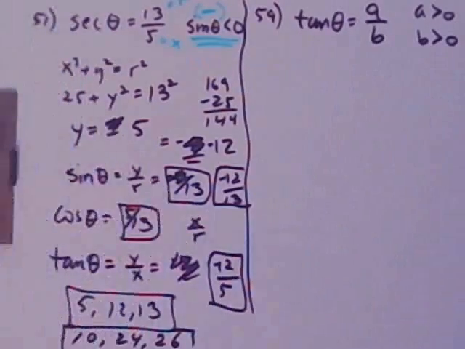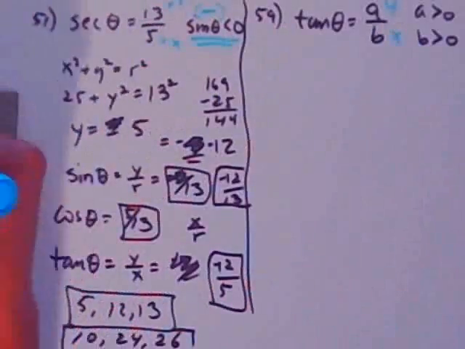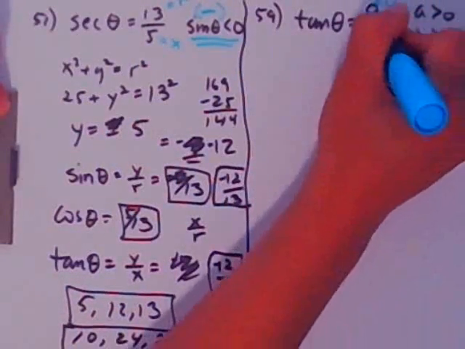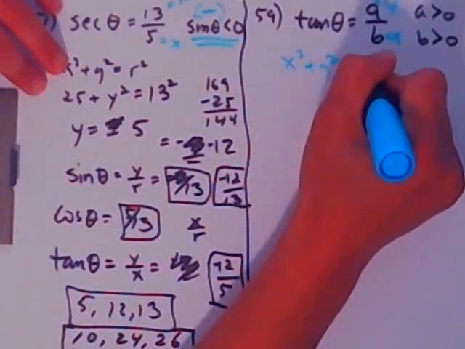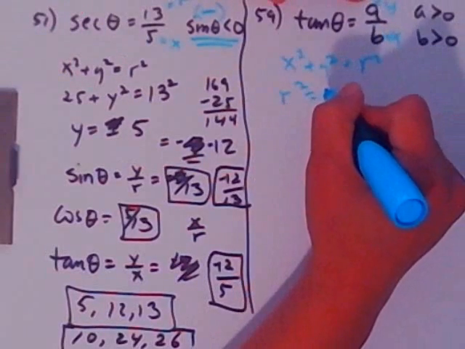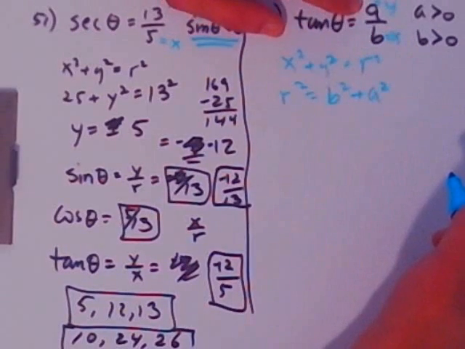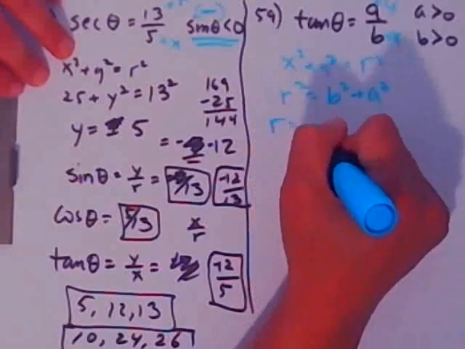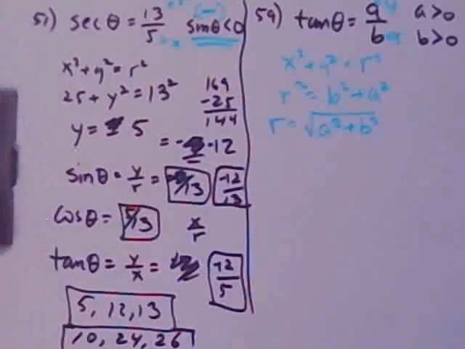Again, we do the same thing. Tangent is y over x. I'm going to label that a is equal to my y value, b is equal to my x value. X squared plus y squared is equal to r squared. R squared is equal to, I plug it in, x squared is b squared plus a squared. That's x squared, that's y squared. So r is equal to the square root of a squared plus b squared. I just reversed it. You can reverse, you don't have to reverse it. I like to put my a's before my b's. So that's nice, pretty blue color.